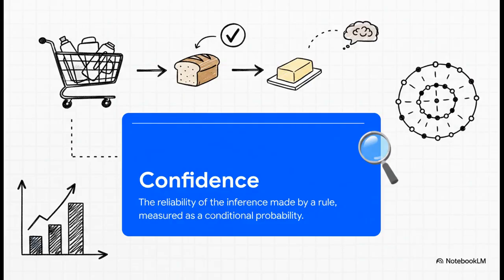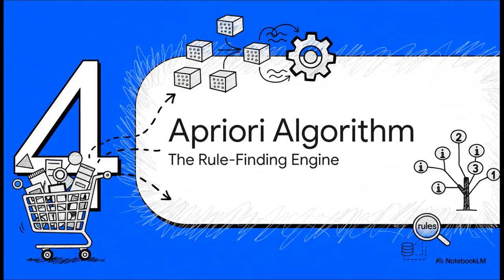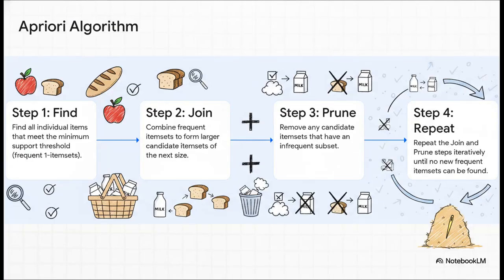Okay, so let's switch over to the software side of things and see how this all gets put together. To find all these rules, you need a smart, efficient engine. In this project, and in a ton of real-world software, that engine is a classic algorithm called Apriori. The Apriori algorithm is actually really clever. It works step by step.